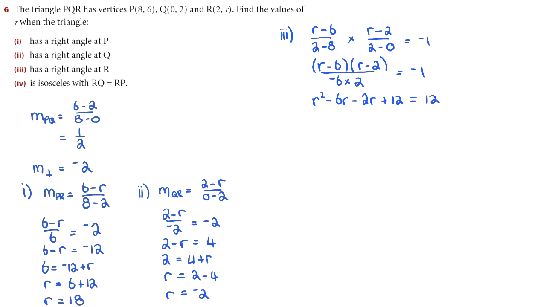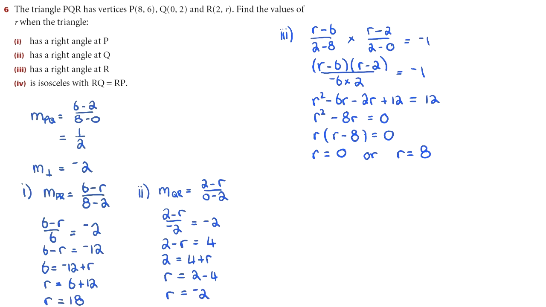There's a 12 on both sides. Subtract 12 from both sides. We get r squared minus 8r is 0. Factorize the r out. r times, in brackets, r minus 8 equals 0. Now we use the null factor law. Therefore, r is 0, or r is equal to 8. And we're finished.